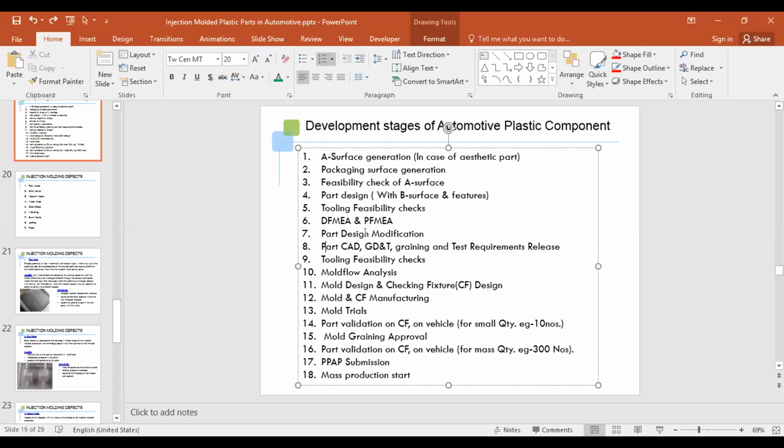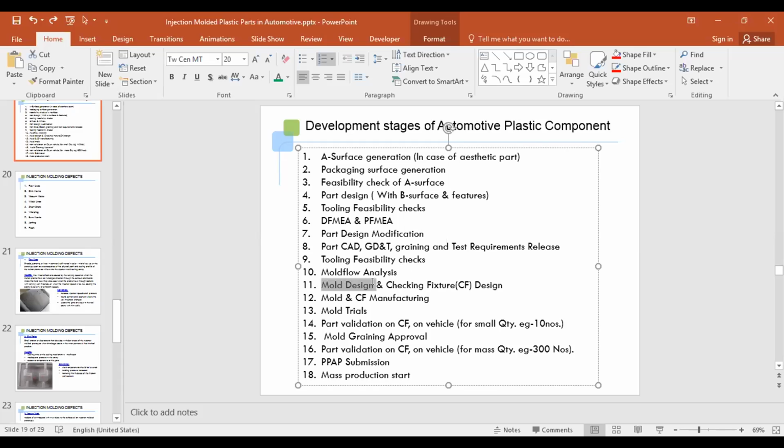Then finally this part design, after the modification, is released for development, which includes the part CAD, GD&T, graining and test requirements. This is finally checked for tooling feasibility. Then it goes for the mold flow analysis. Mold flow analysis is software which predicts any problems before making any mold. It predicts that there should not be any issue, and where we need to provide the gates and everything.